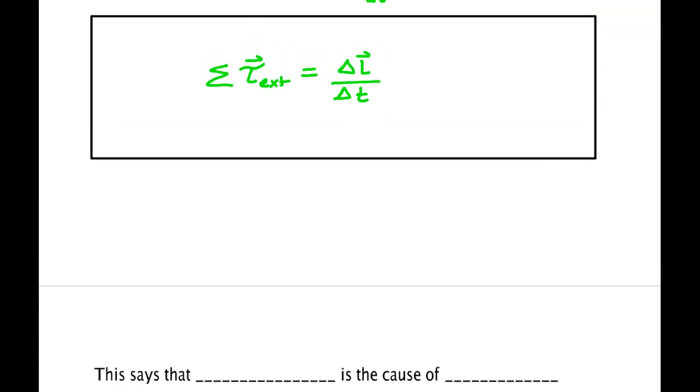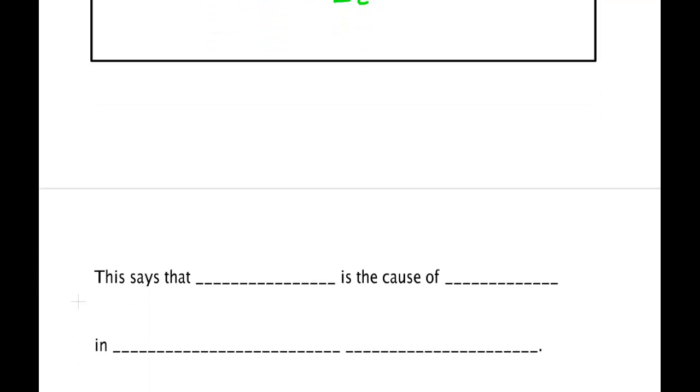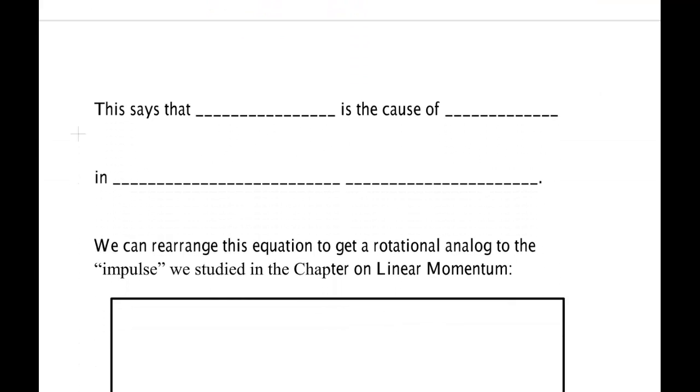For one, it tells us when delta L will change and what the cause of that is. It says that the change in angular momentum is caused by torques. So torque is the cause of change in angular momentum, just as force was the cause of change in linear momentum.